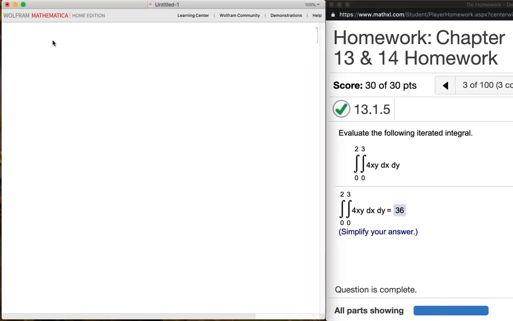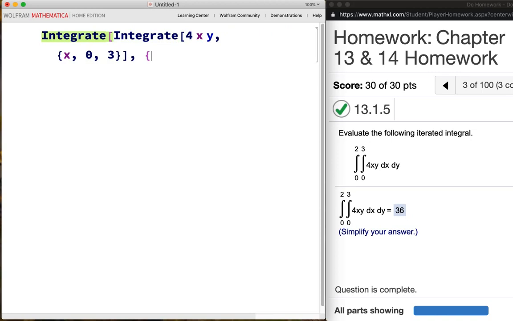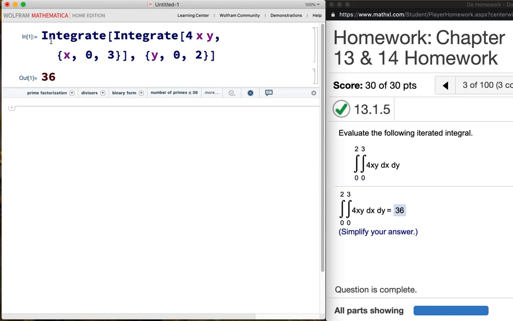There are a couple of different ways that you can do this in Mathematica. Integrate 4 times x times y. The x limits go from 0 to 3. The y limits go from 0 to 2. Okay, that's one way of doing it.